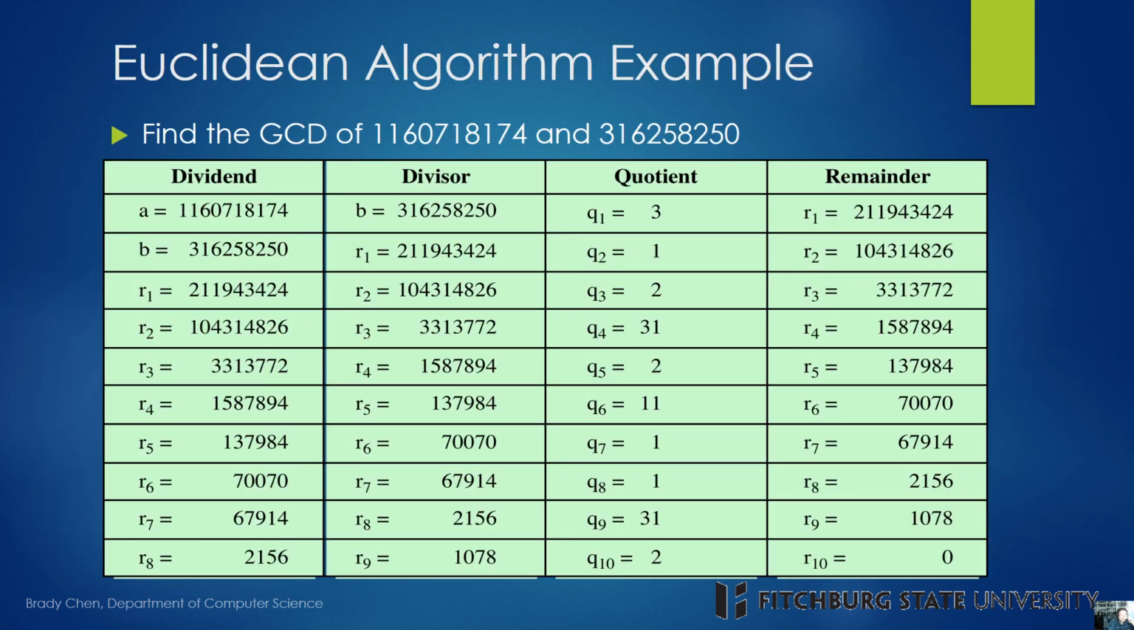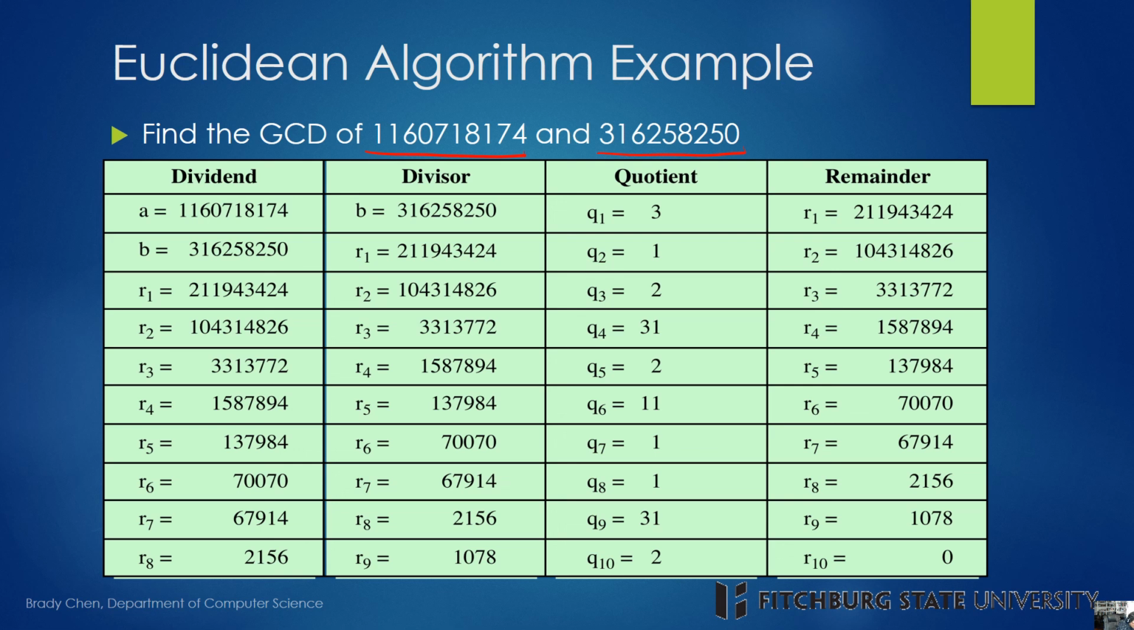Now here, it's a much bigger problem. Now we know why we need the Euclidean algorithm. We try to find the greatest common divisor of these two numbers.